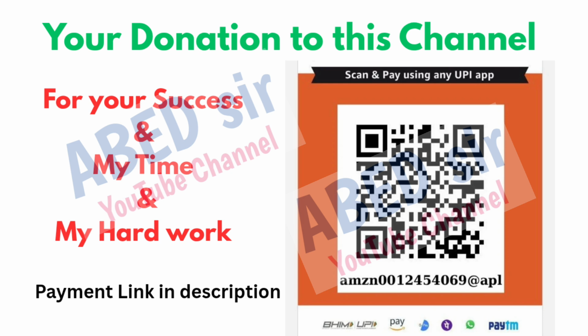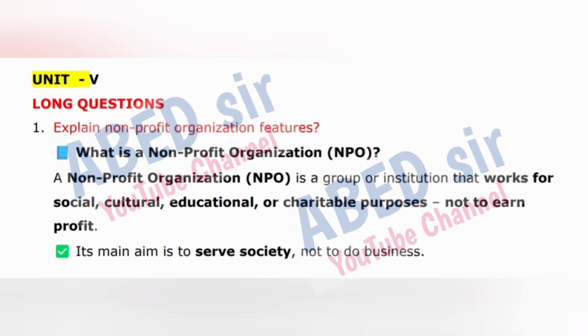First important long question is: explain non-profit organization features. What is a non-profit organization, NPO? A non-profit organization, NPO, is a group or institution that works for social, cultural, educational, or charitable purposes, not to earn profit. Its main aim is to serve society, not to do business.